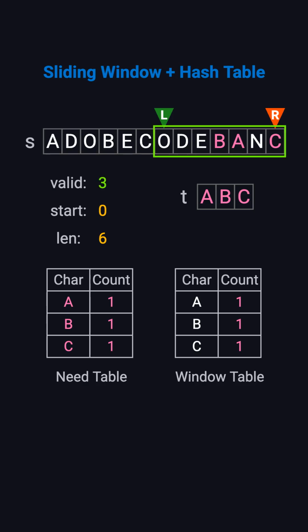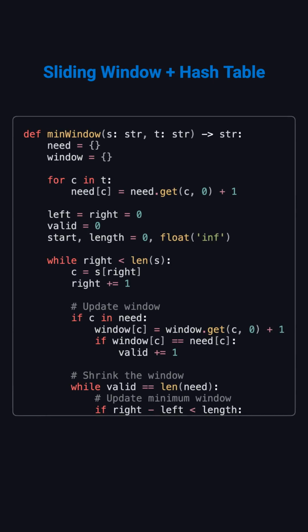Now shrink from left. Skip O, D, E. Window keeps shrinking while staying valid. We update start and length as the window gets smaller. Now window becomes BANC with length 4. Remove B, valid drops to 2. Right has reached the end. Final answer is BANC. Here's the Python implementation.